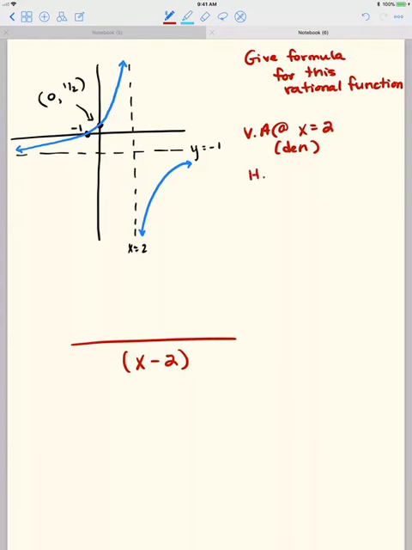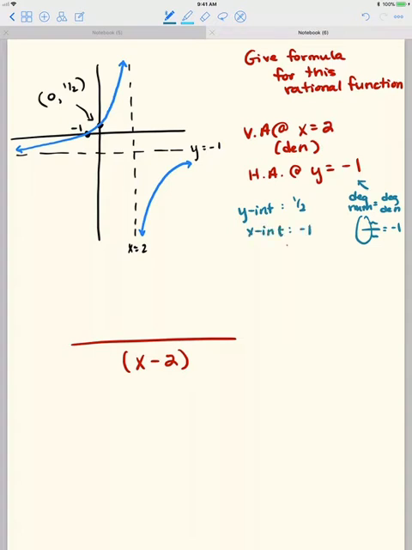I can see that there's a horizontal asymptote at y equals -1. So what that means is the degree of the numerator is going to be the same as the degree of the denominator. And when I pull coefficients off, that coefficient needs to have a ratio of -1. So there's got to be a negative somewhere. The other thing that we're given is there's a y-intercept at +1/2, and there's an x-intercept at -1.